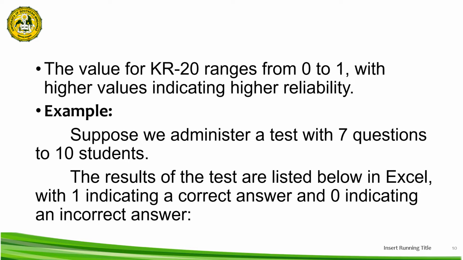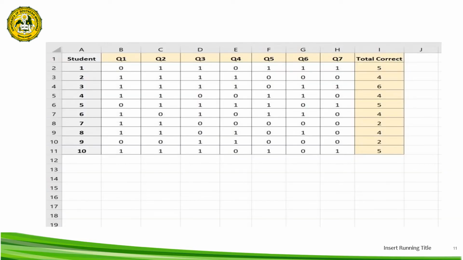This means that questions may need to be rewritten or rephrased in such a way that the reliability of the test can be increased. So if the result is low, the questions may need to be rewritten. So here is the table with the data wherein 0 is the Q and 1 is the P.